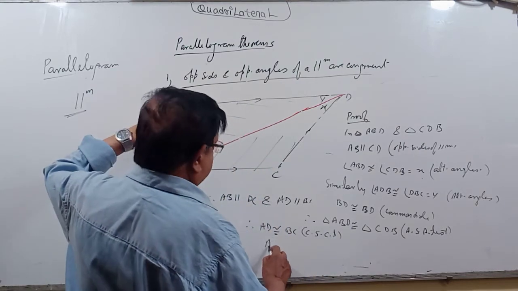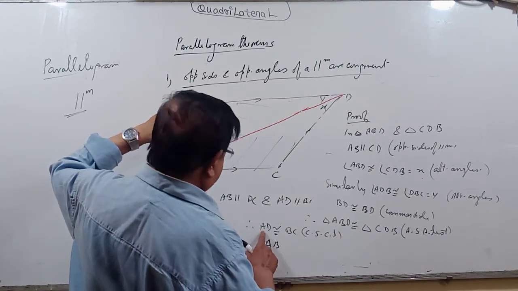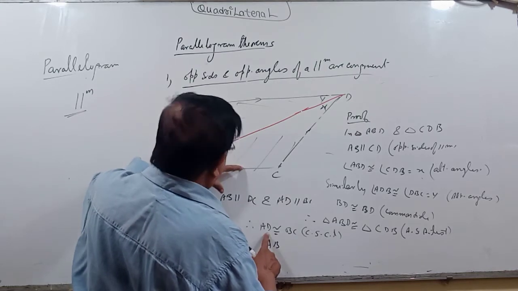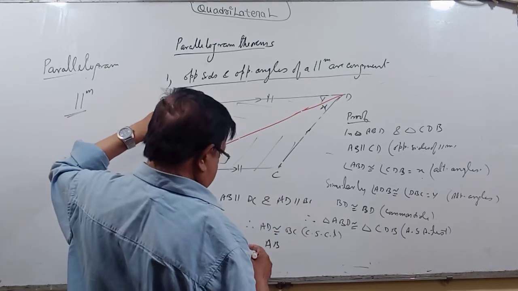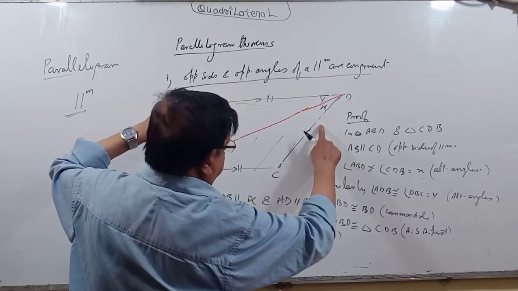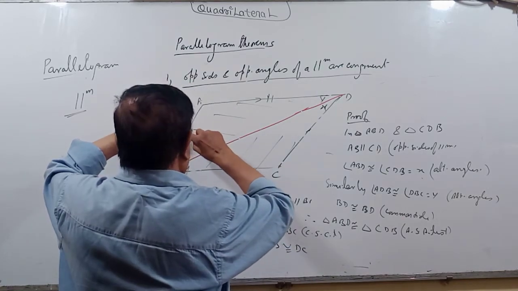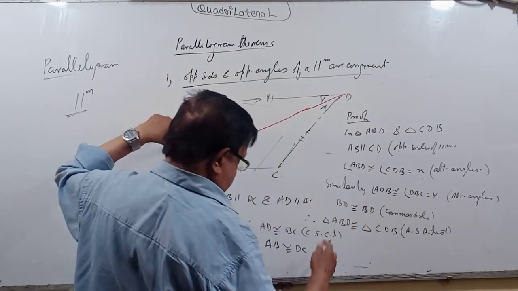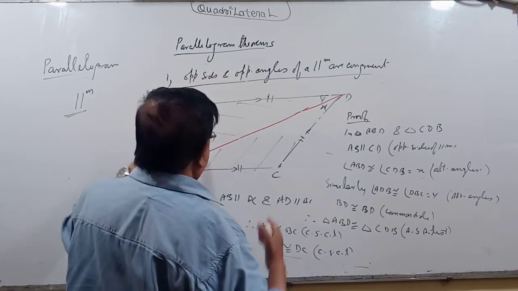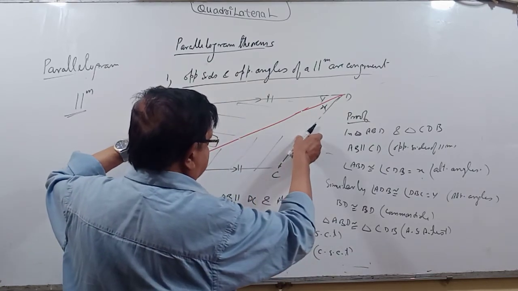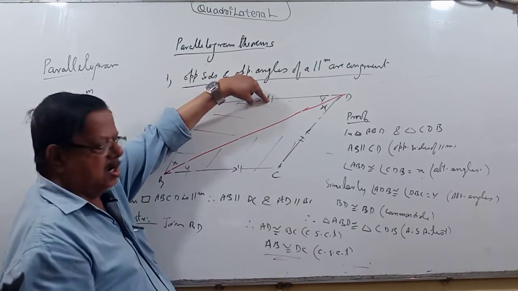AD is congruent to BC. This is congruent to this. Second, AB is congruent to DC. This is congruent to this. Corresponding sides of congruent triangles. So this side is congruent to this side, corresponding sides of congruent triangles, and this side congruent to this side, corresponding sides of congruent triangles.